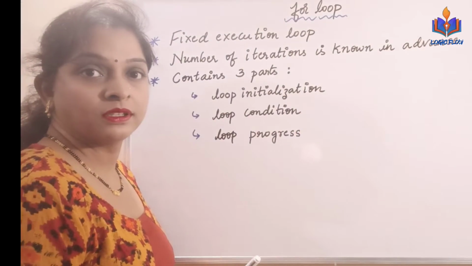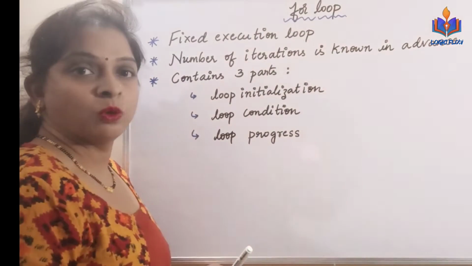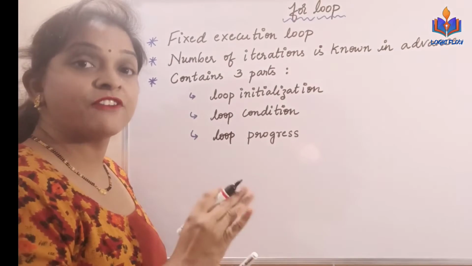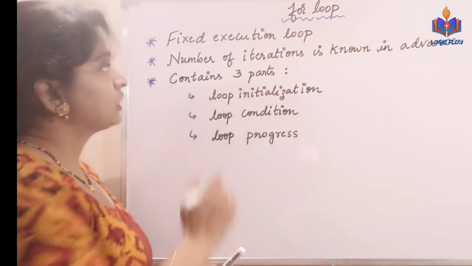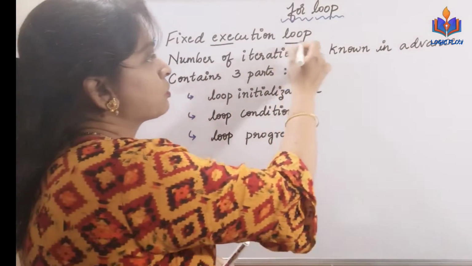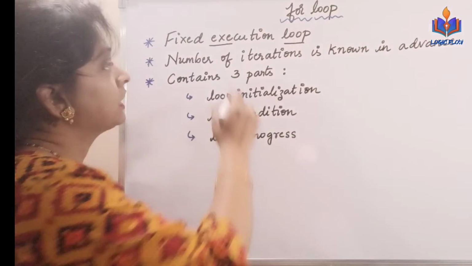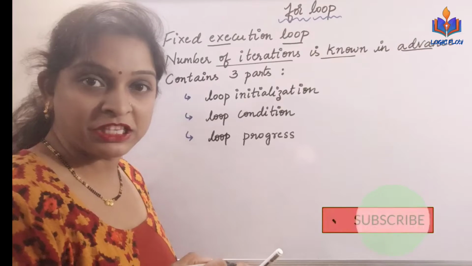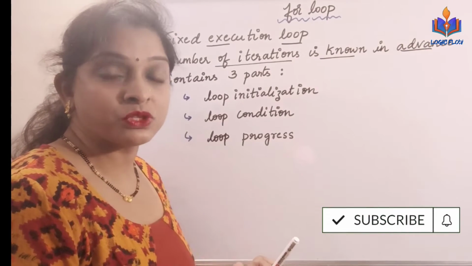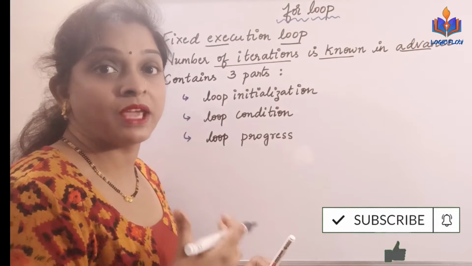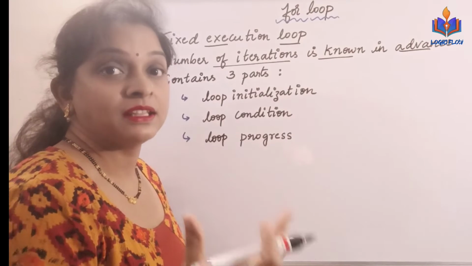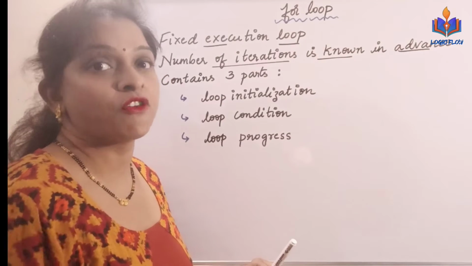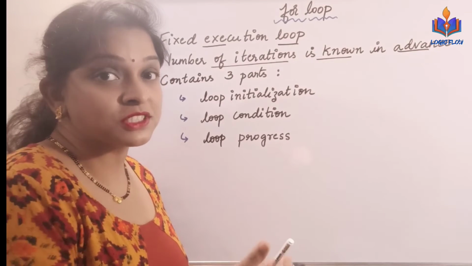For loop. So in for loop, we say it is a fixed execution loop. It is called a fixed execution loop because the number of iterations is known in advance. Means to say, when the user knows how many times a statement has to be executed repeatedly, then it is better to use for loop. So how to use this for loop?